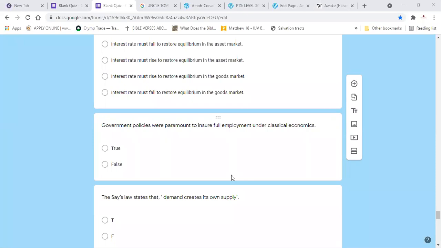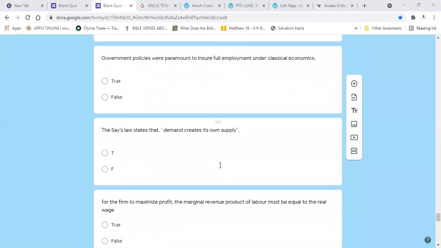Government policies were paramount to ensure full employment under classical economics. That is false. They didn't believe in government policies, so that is false.